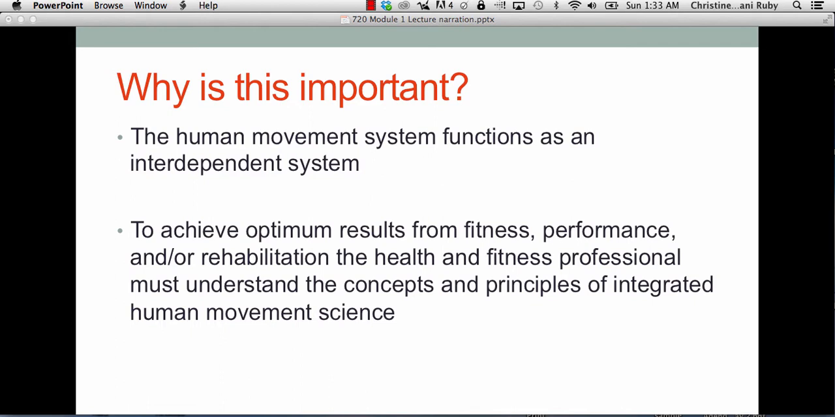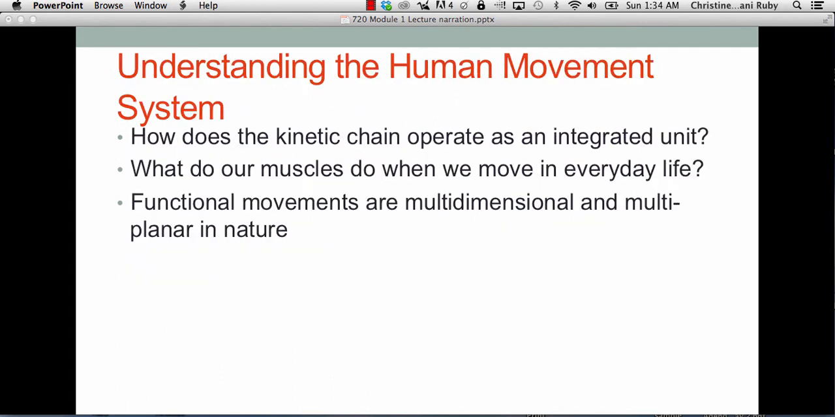And clients seem to get this. So that helps them to understand the human movement system. We want them to understand, and you should understand, how the kinetic chain operates as an integrated unit. What do our muscles do when we move in everyday life? Functional movements are multidimensional and multiplanar in nature.